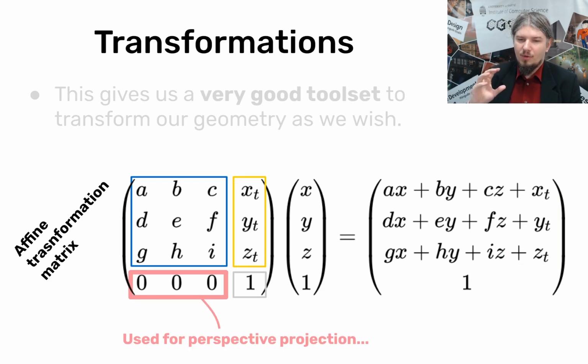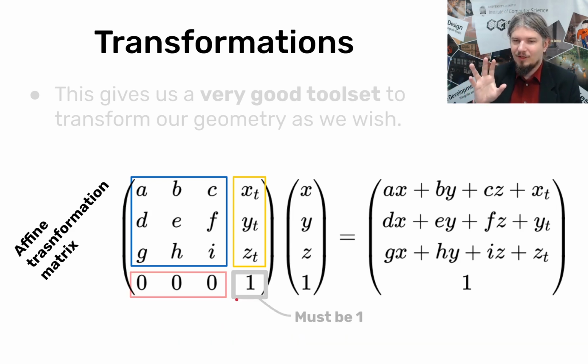Then the bottom row usually is 0, 0, 0, 1, but we will change it a bit later in the material. So sometimes we do want to put some values down here as well. But it's for perspective projection. Don't think about it right now. Right now you can just think that it has to be zeros, and then this last value has to be 1.